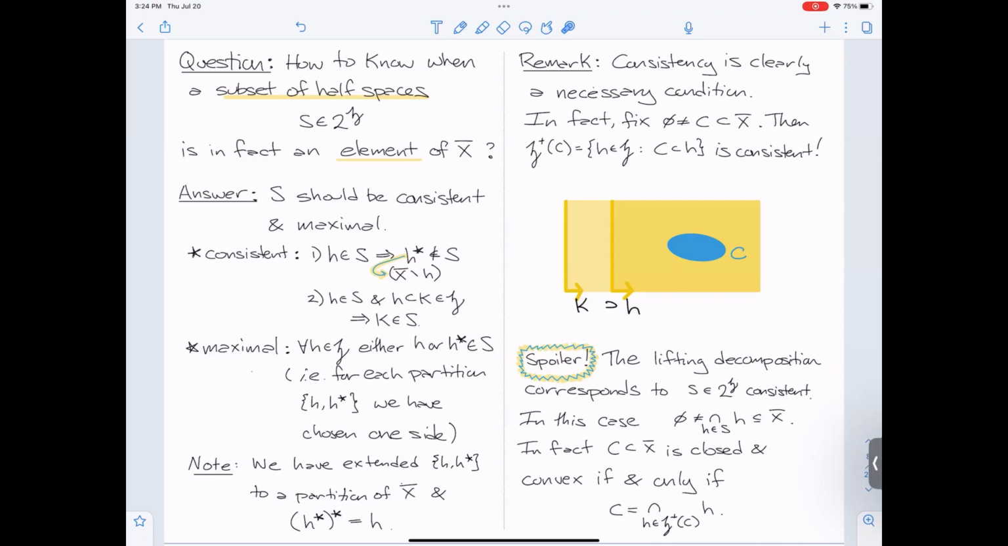H versus H star is not a preferred direction between H and H star, it's just a name. H double star is the same as H.